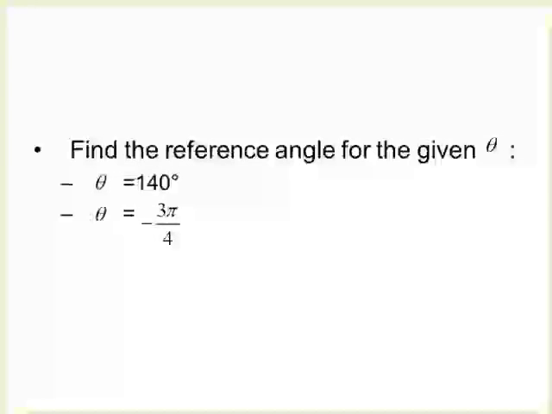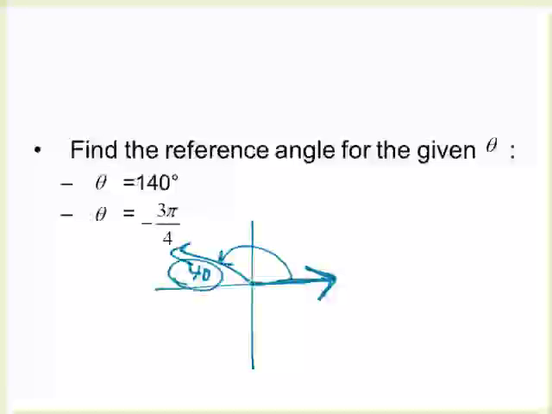For the next one, if I graph 140, it's a positive 140. Start at my 0 line, go around counterclockwise, and where does it end up? 40 away from 180. So 40 is our reference angle. 40 is not always your reference angle, it just happened to be in these two examples.